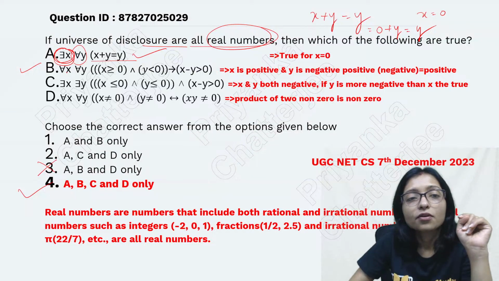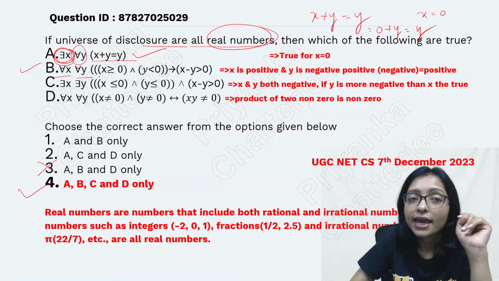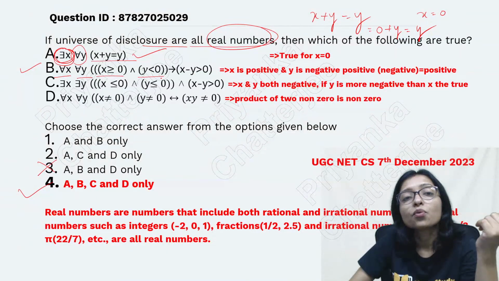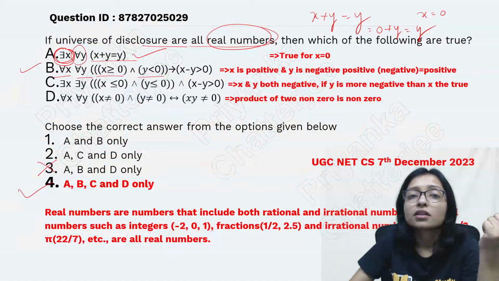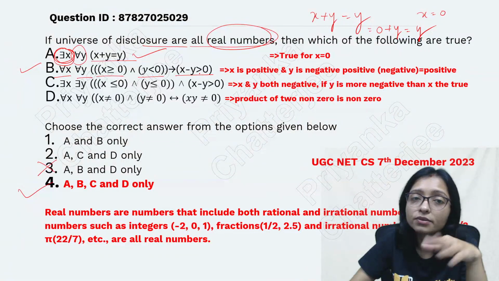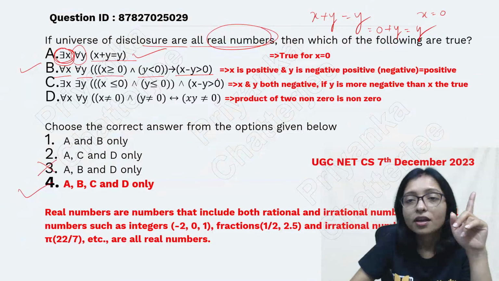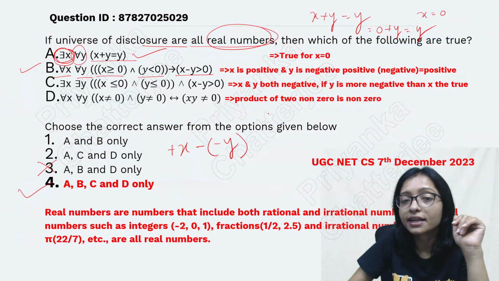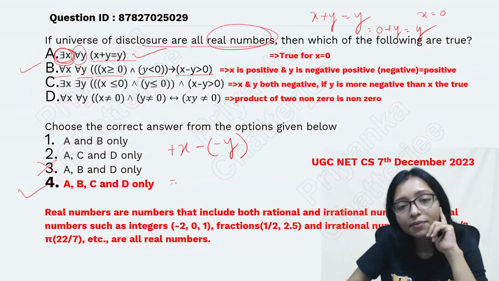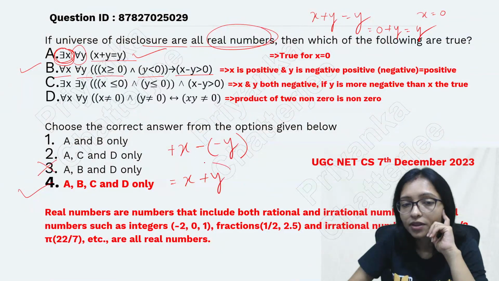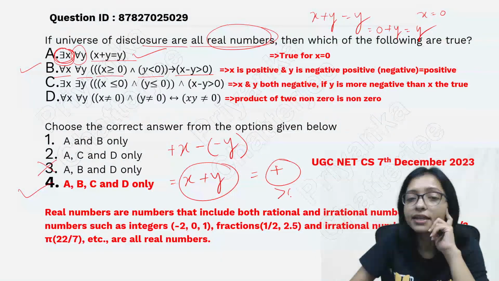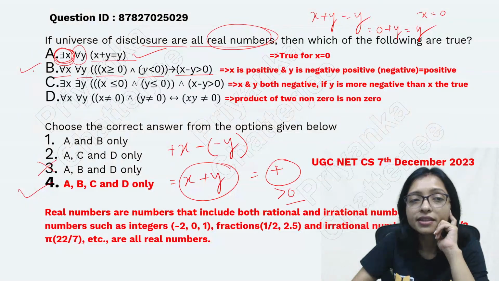Now B. For all x, for all y, x greater than or equal to 0 means x is a positive number, y is a negative number, then x minus y will always be greater than 0. Yes, because x is a positive number minus y, a negative number. So ultimately I am getting x plus |y|, so it will obviously be a positive number, obviously greater than 0. That's why this is also correct.